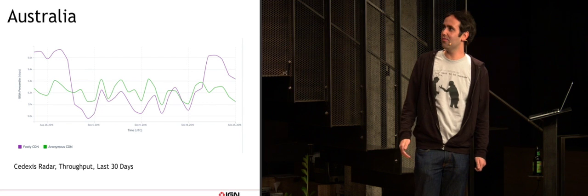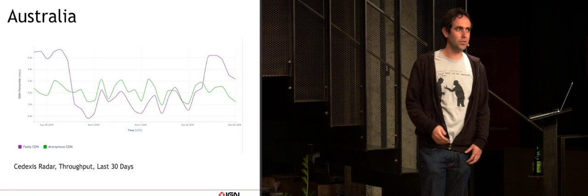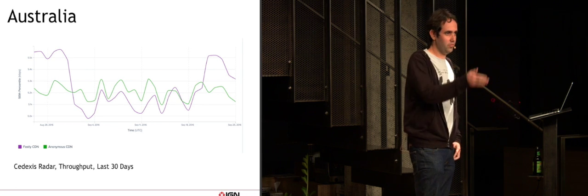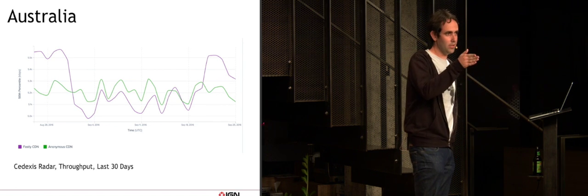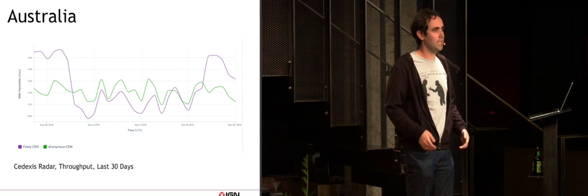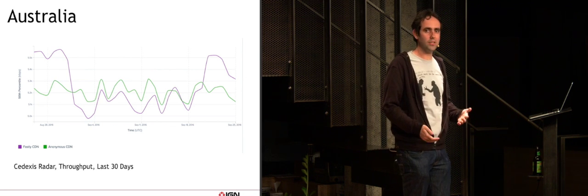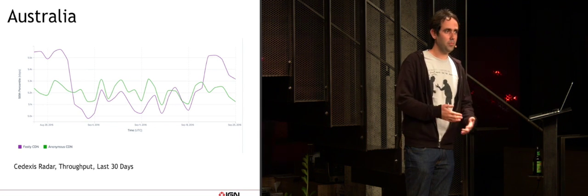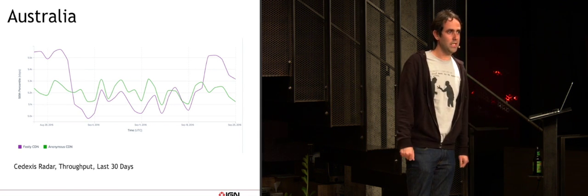and CDNs aren't, unfortunately, always great everywhere. This really shows you how, when you look at Australia, at the start of the month, Fastly was doing great. Then later in the month, there was a bit of a rocky period, and then it recovered again at the end. So what this is showing is a lot of the variance and fluctuation in throughput across a month for two CDNs.